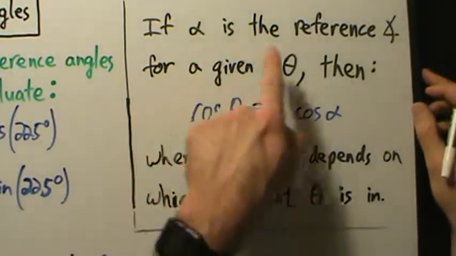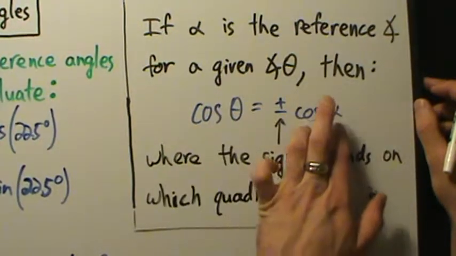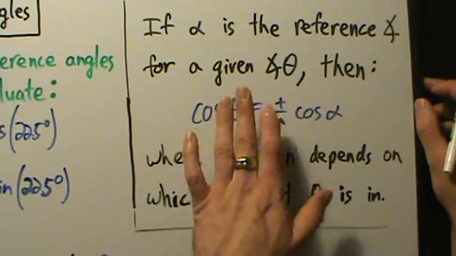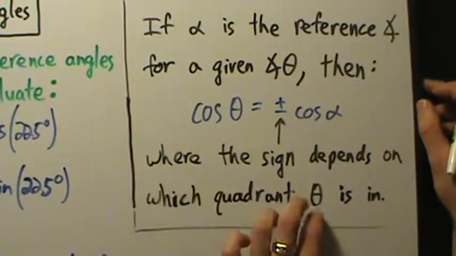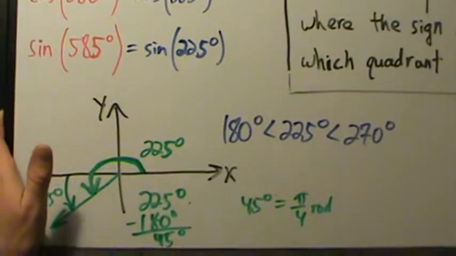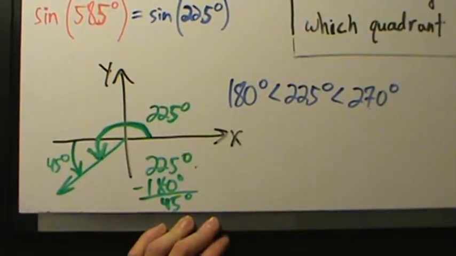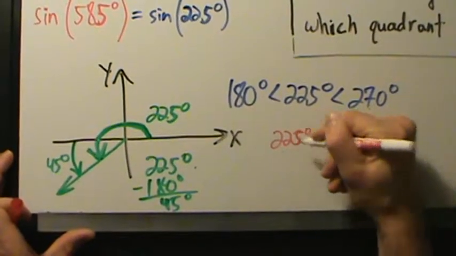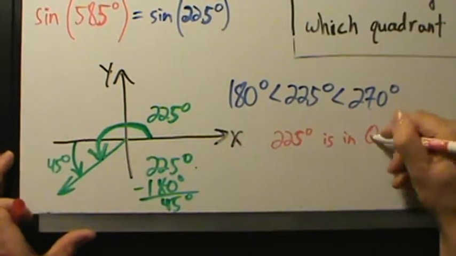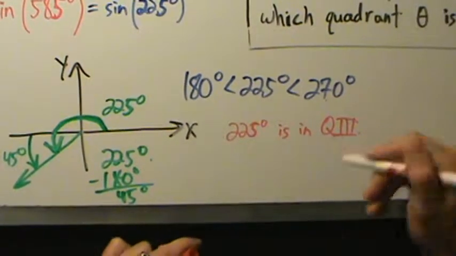So if alpha is the reference angle for a given angle theta, then the cosine of theta and the cosine of alpha are the same, except there might be a minus sign, and the sign depends on the quadrant of theta. Well, now we come over here and say, okay, let's erase this. 225 degrees is in quadrant 3.